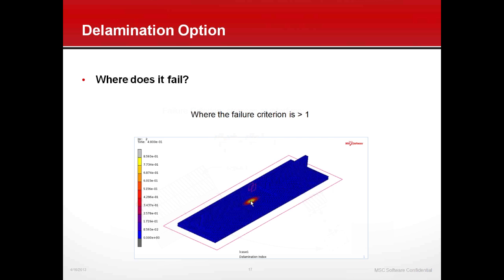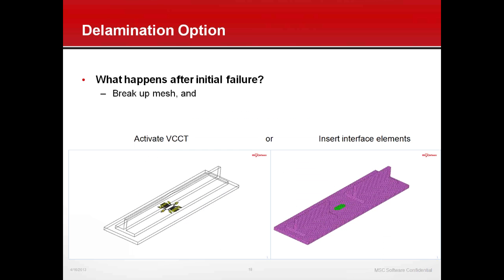Then comes the interesting part. What do we do when it has failed? Well, what it does, it breaks up the mesh. Initially, there were no double nodes or anything where this failure occurred. So we break up the mesh, and after that, we have the option to activate the VCCT. So this shows the crack tip system of the crack that we added. Or you insert your interface elements. And those are inserted where we break up the mesh, where we would otherwise get a void in the model. So we fill that void with the interface elements, and then they are active and take part in the analysis.